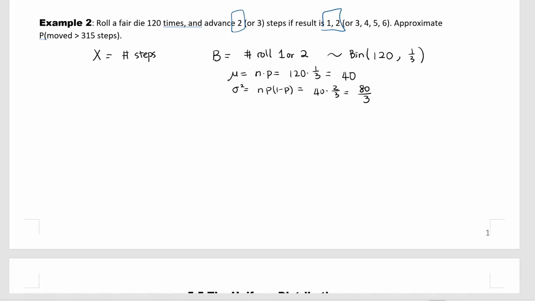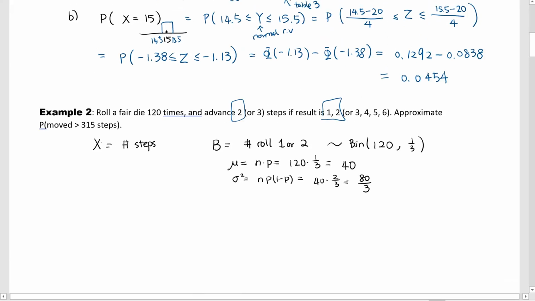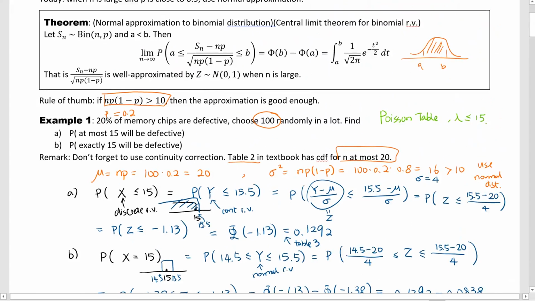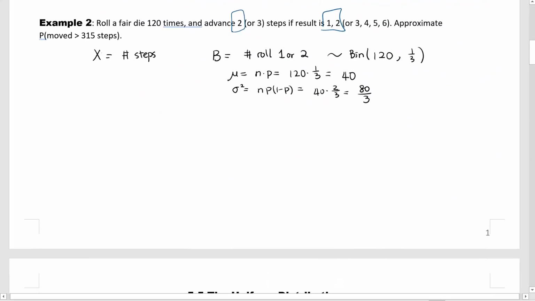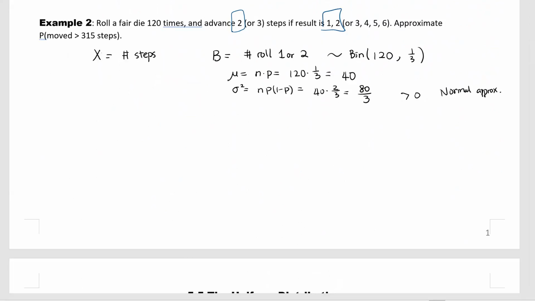Of course, this is greater than 10, right? Remember our rule of thumb: if the variance is greater than 10, then the normal approximation is good enough. Next, let's start.